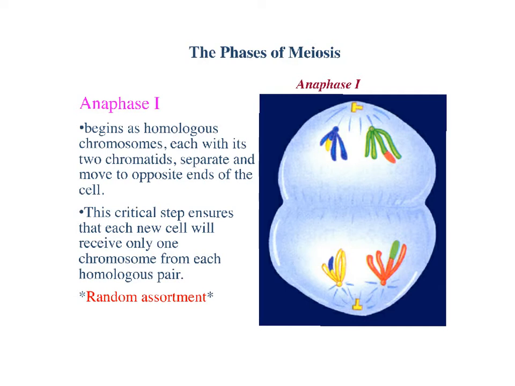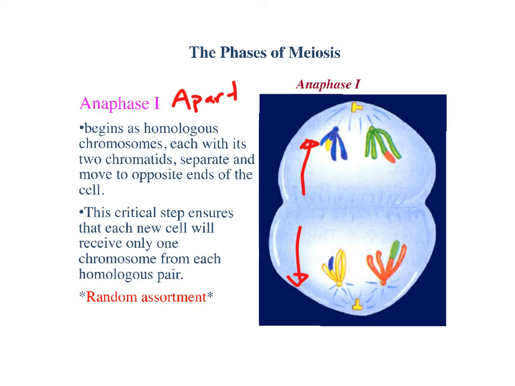Anaphase 1 then, we're still going to go with apart, right? This time it's the homologous pairs that are pulled apart. They're moving towards opposite sides of the cell, getting pulled in opposite directions. Notice crossing over has happened.